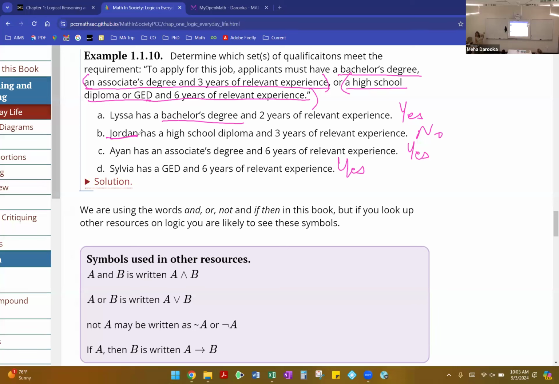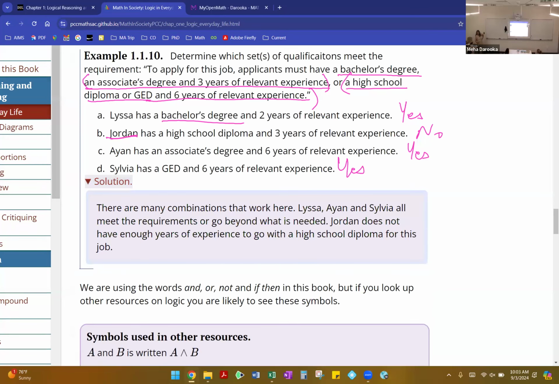Okay, let's check. Let's come down here. Right? Good job, guys. Very nice. So you can see there are many combinations that work here. Lissa, Ann, and Sylvia all meet the requirements or go beyond. Jordan does not have enough years of experience with that high school diploma. All righty, wonderful. Everybody okay on this?